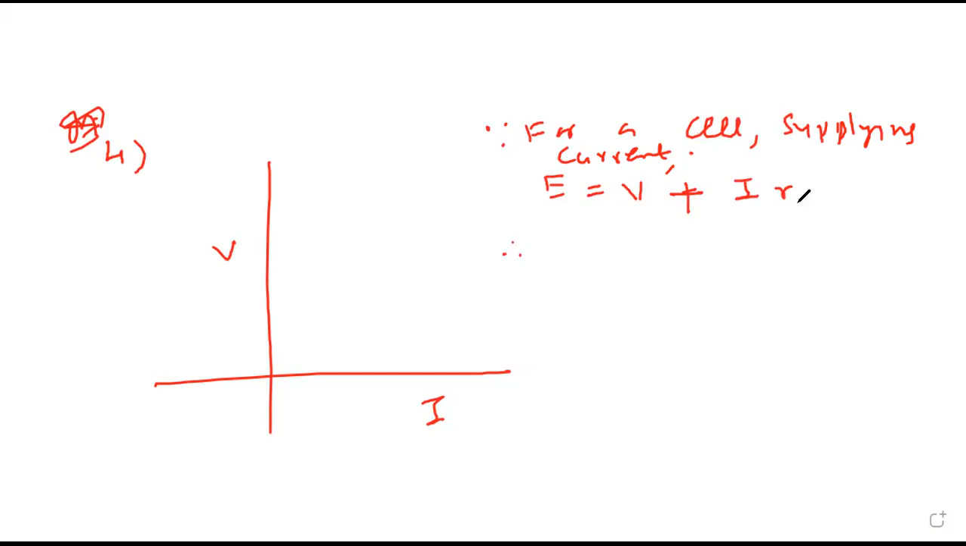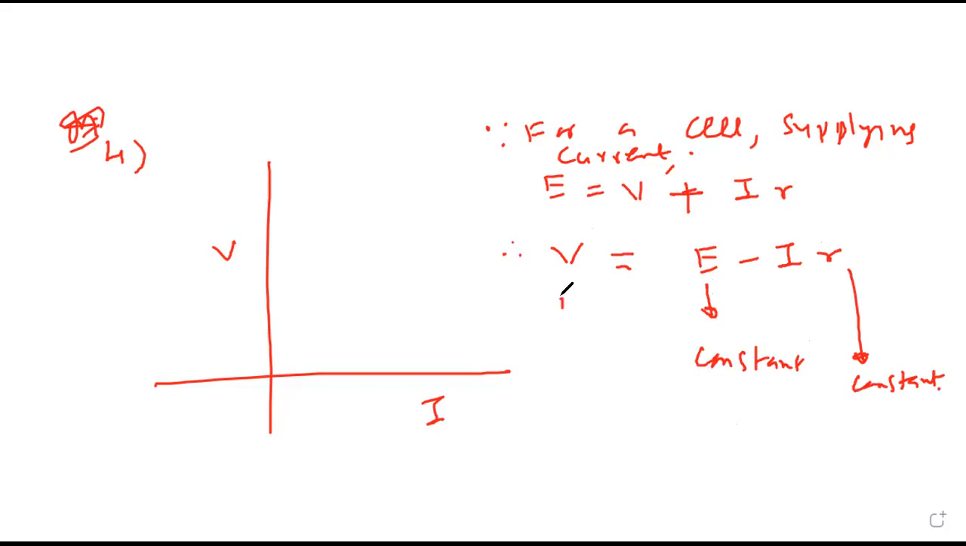Which quantities are constant in all this? Actually, I want V, so I can write V is E minus IR. Can you tell which quantities are constant? This is constant, the EMF of the cell. Internal resistance is constant, which is the resistance of the cell. The rest, V and I, will keep on changing depending upon what external resistance you have connected.